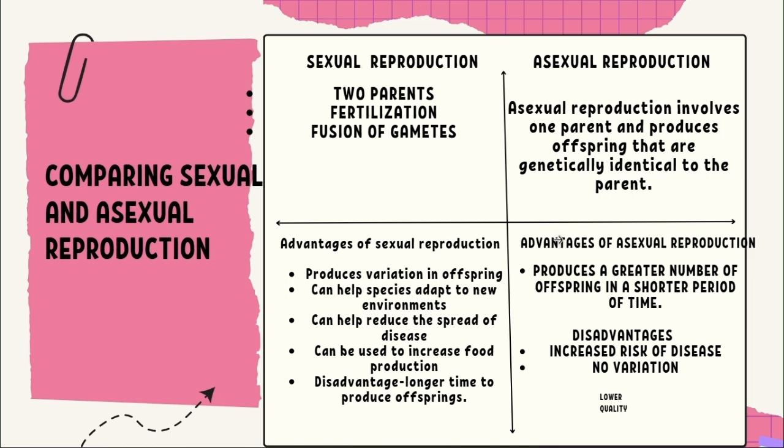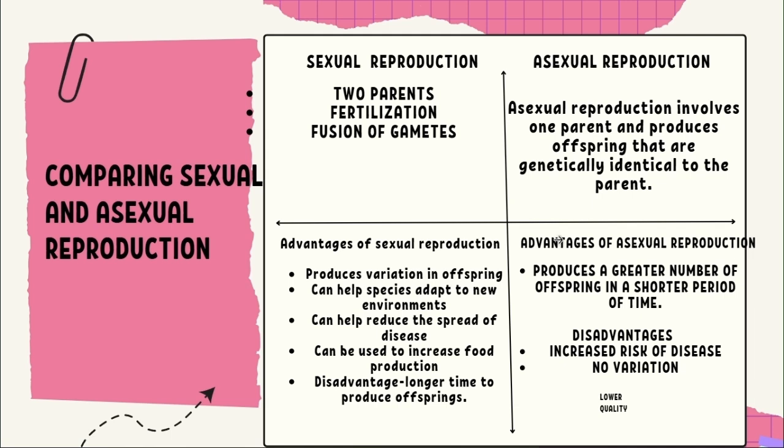So the disadvantage of asexual reproduction is that there is an increased risk of disease and also no variation, and overall it's kind of lower quality. It's almost like copy and paste, copy and paste, copy and paste. But what if there is something wrong with the parent? It means every offspring will have that issue as well. You get what I mean?